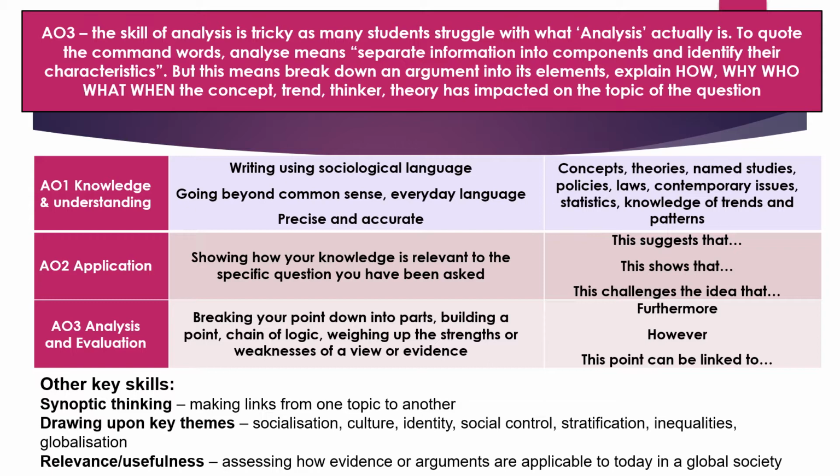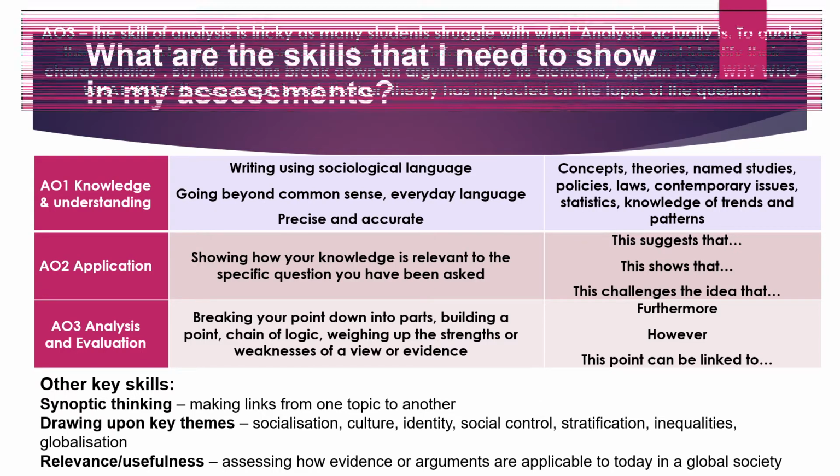So I'm going to put the command words of the paper, have it defined as separate information into compartments, identify their characteristics. What this means is break an argument down into its core elements. So explain how, why, who, what, when, where, the concept, the trend, the thinker, the theory has impacted on the topic. So it's planning the journey. How do you get from the knowledge of what's happening to the impact it's having on this other issue?